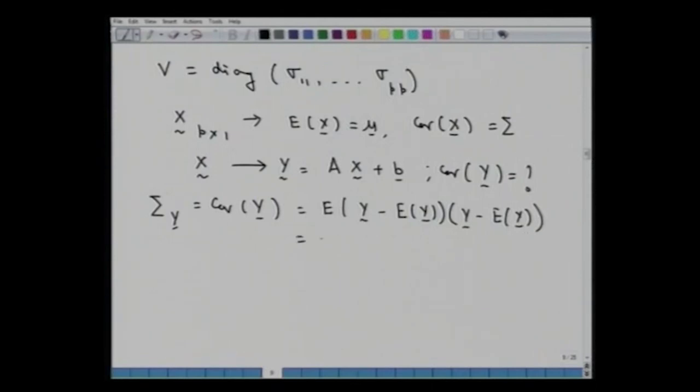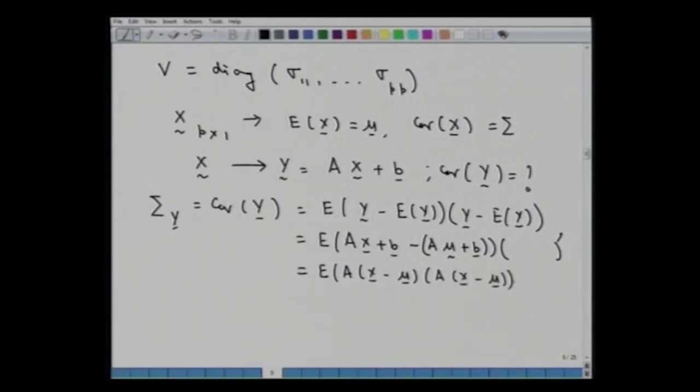We have already computed the expectation of y from this random vector. We replace y by the component in terms of x, so this would be the expectation of Ax plus b, minus the expectation of y. As we had seen earlier, the expectation of y is A times the mu vector plus the b vector. So we have this quantity given by b, and then the transpose of this quantity comes out here. The b component cancels out, and we will have the expectation of A(x minus mu) multiplied by the transpose of this quantity, which is A(x minus mu).